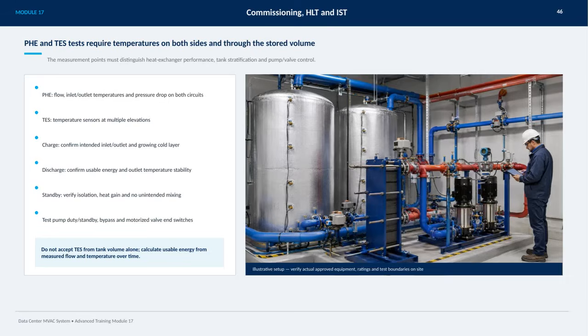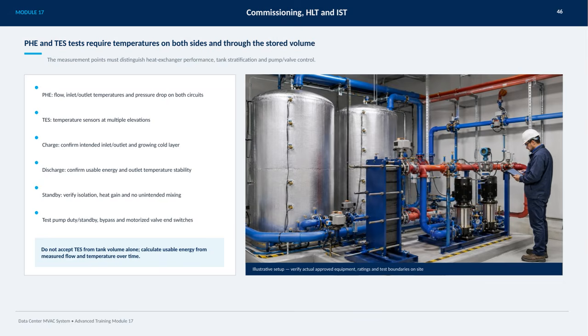On this slide, we're focusing on the critical testing requirements for both the plate heat exchanger, or PHE, and the thermal energy storage, TES systems. Accurate temperature measurements on both sides of these systems and throughout the stored volume are essential. These measurements help us evaluate three main aspects: the heat exchanger performance, tank stratification, and pump or valve control. For the PHE, we need to monitor flow rates, inlet and outlet temperatures, and pressure drops on both circuits to understand how well the heat exchange is functioning.